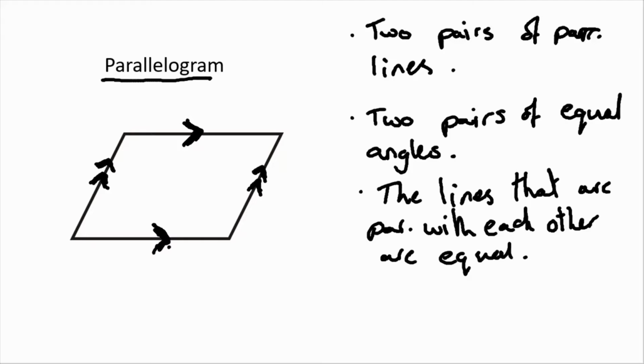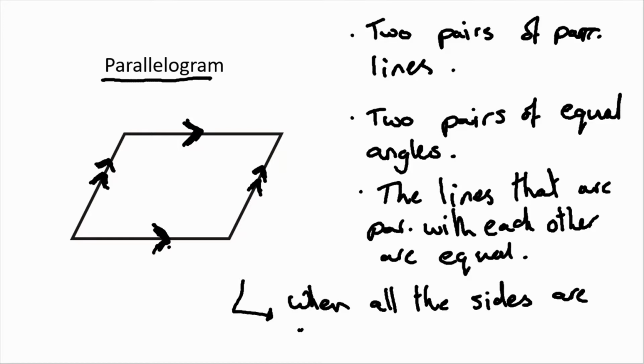Like with the rectangle and square, a special sort of parallelogram, when all the sides are equal, is called a rhombus. So when all the sides are equal, we get a rhombus.